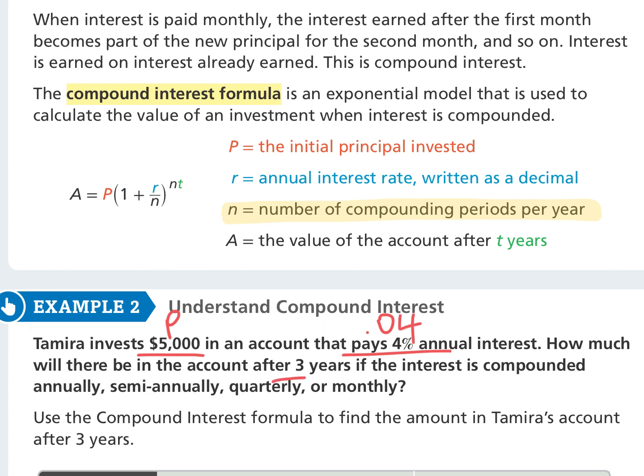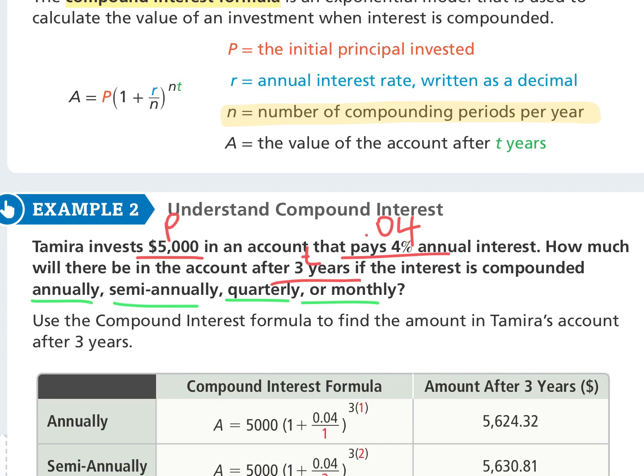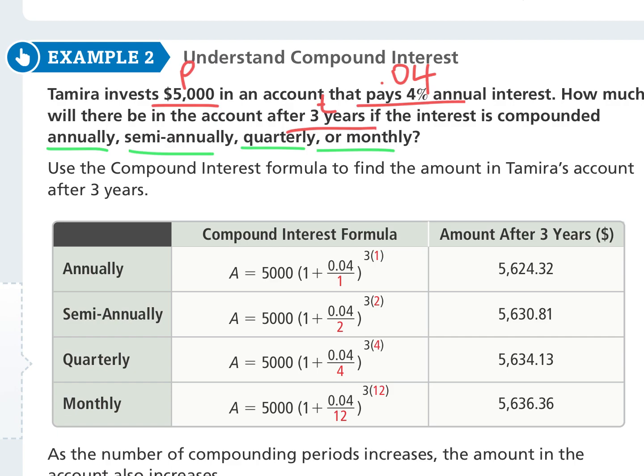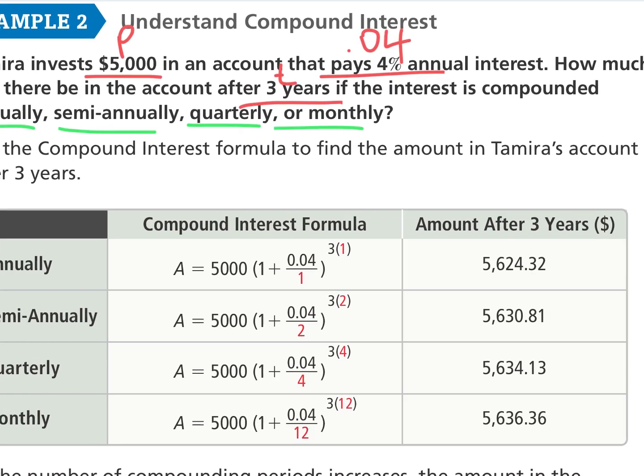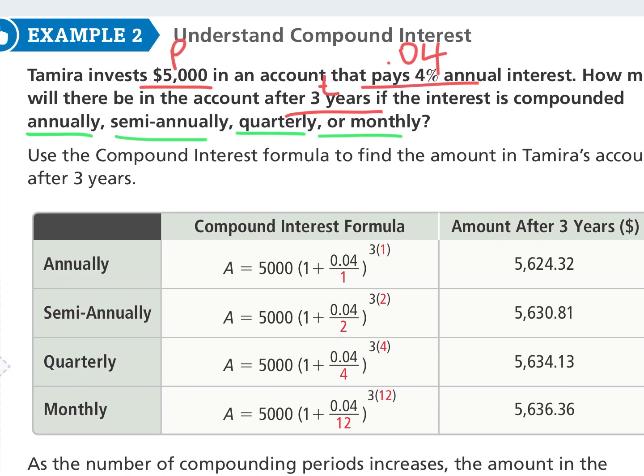And the question is asking about T years. So that's going to be our time. 3 years. But then they give me a few different words. So this example is wanting us to compare what happens when we're compounded annually, semi-annually, quarterly, or monthly. All right, so if we take a look at this chart here, they've already kind of got this labeled out for us. Notice what's changing in the equation and where the different values are coming from.